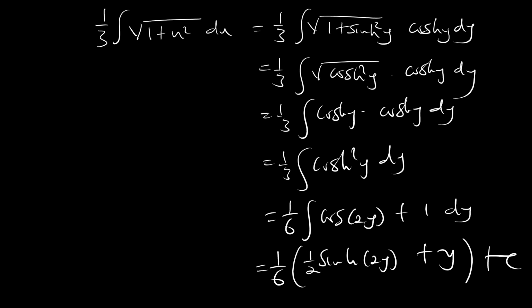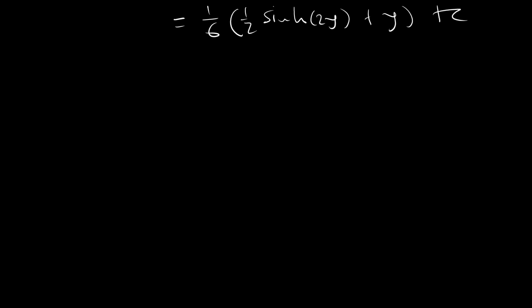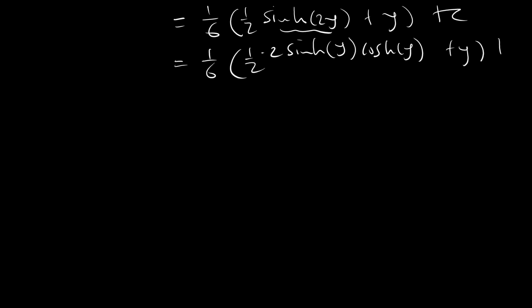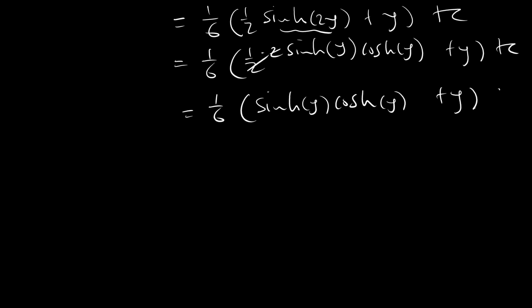Okay, so we have come to a point where we have 1 over 6 times a half hyperbolic sine of 2y plus y plus c. We can expand this twice hyperbolic sine into a single angle, it's not really an angle, but a single variable expression. And this means we have 1 over 6 sinh y cosh y plus y plus c. Then how can we express cosh y in terms of hyperbolic sine?